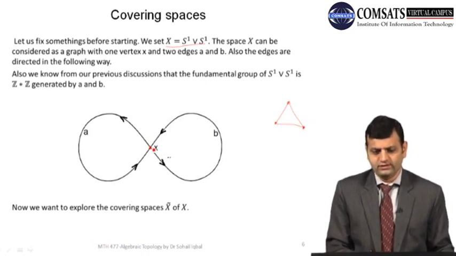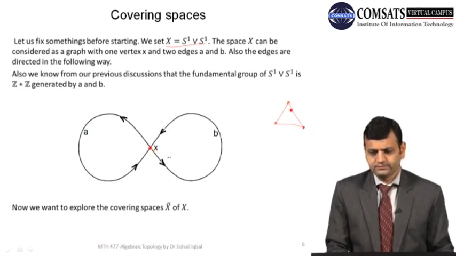Okay, so in this case we can say that it is a graph with one vertex X and 2 edges, and these edges are oriented. In this particular case the edges of the graph are not oriented, so we can consider a graph with oriented edges as well. Similarly we can consider other graphs.